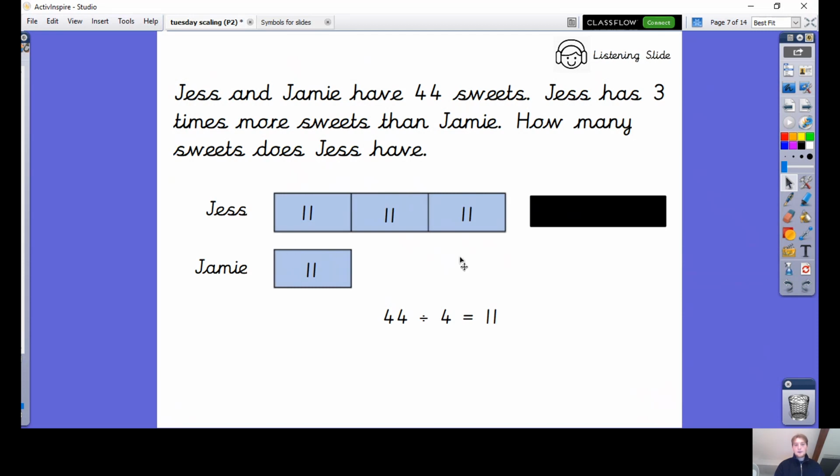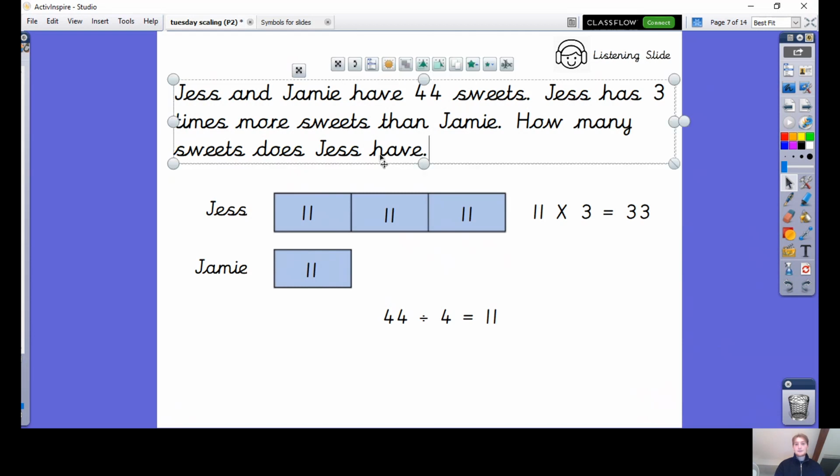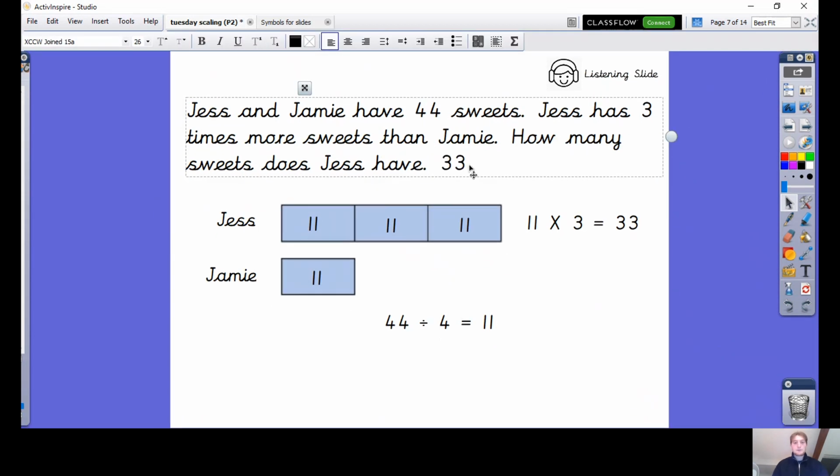Now we know this, we can do the second step because we need to find out how many sweets Jess has. And using this bar model, we can multiply the value of 11, because that's how many is in one part, by 3, because there are 3 parts. 11 times 3, or 11 add 11 add 11, is 33. So Jess has 33 sweets.